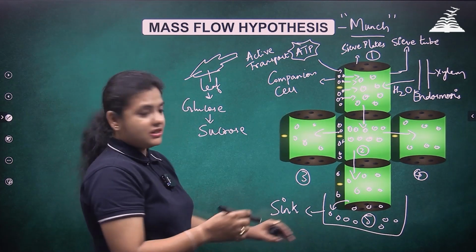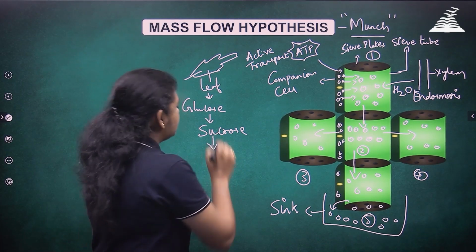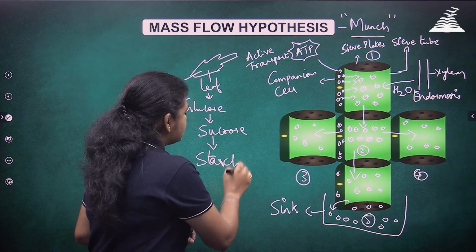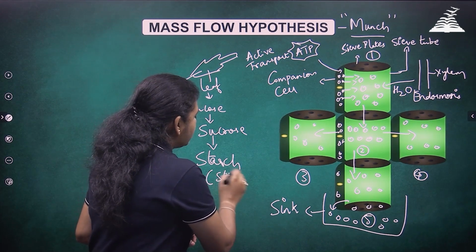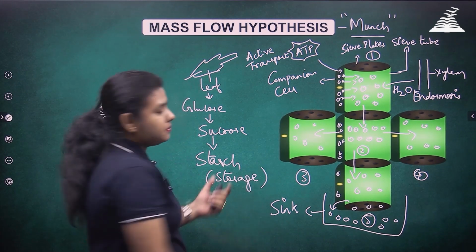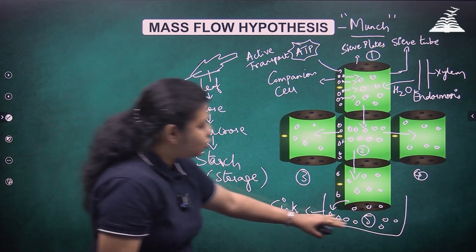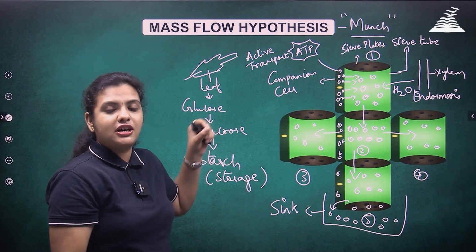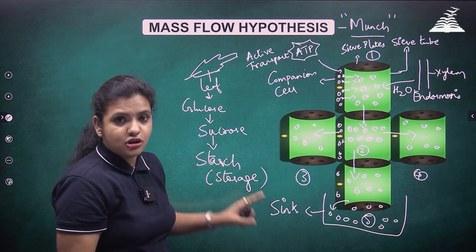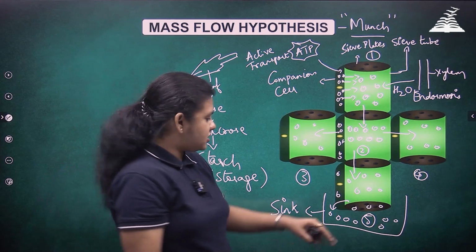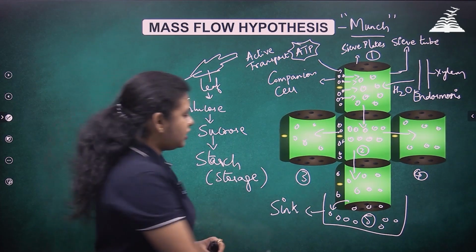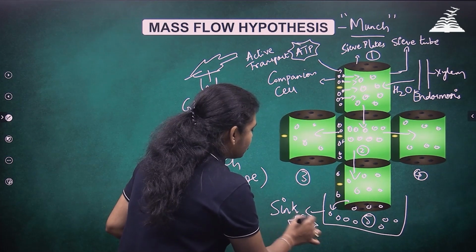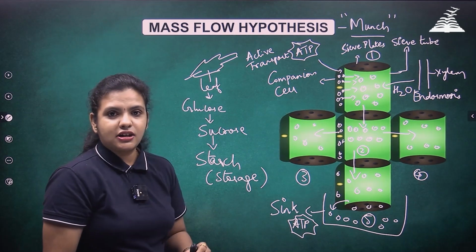As soon as it reaches the sink, sucrose gets converted into starch because starch is the storage form of sugar in plants, right? As soon as it reaches the sink, the food which was sucrose gets converted into starch, which is the storage form, and for this process it also requires energy in the form of ATP. So again, it is an active process. Did you understand this, students?